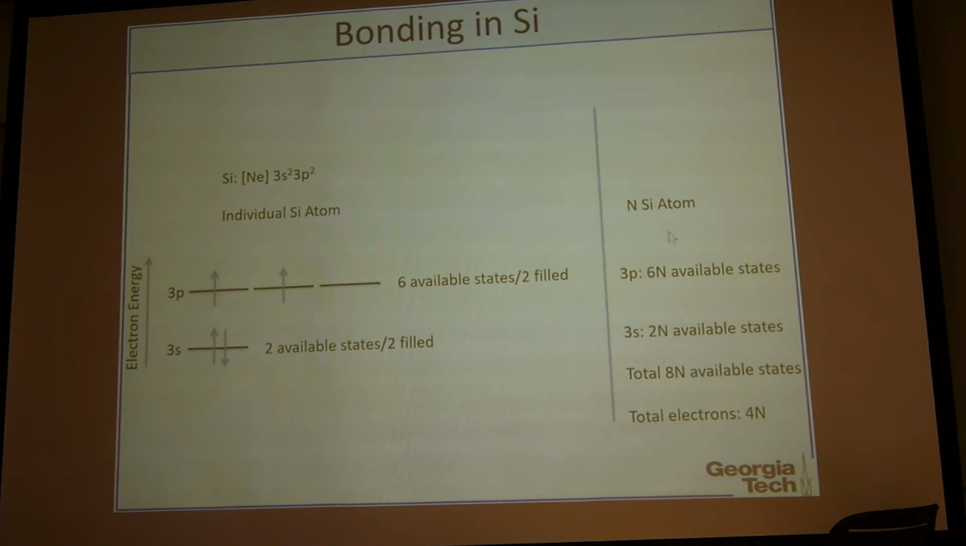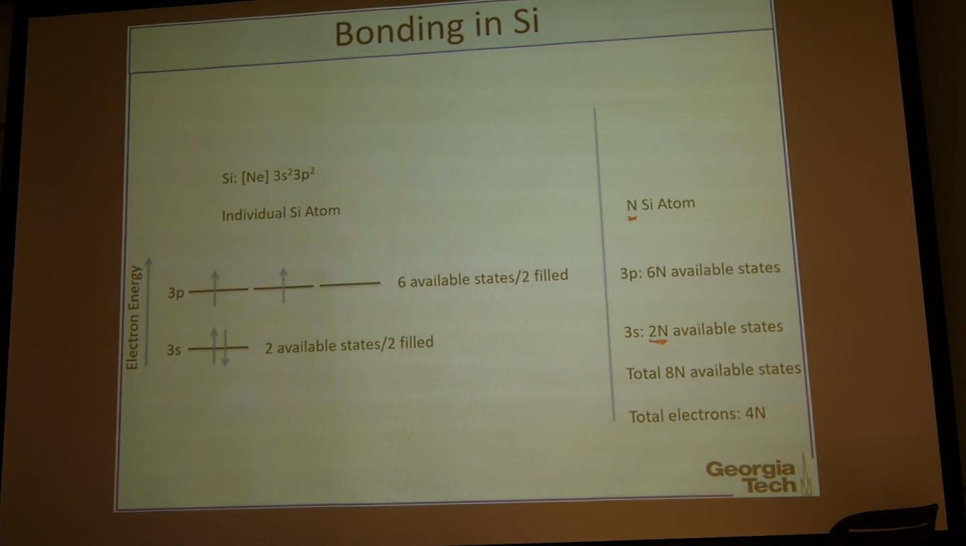So if we think about the silicon solid with n number of silicon atoms, here, of course, we will have 2n available states. We call it a state, a place where an electron can occupy. So 3s has 2 states, and we have n atoms, so in total we have 2n available states.